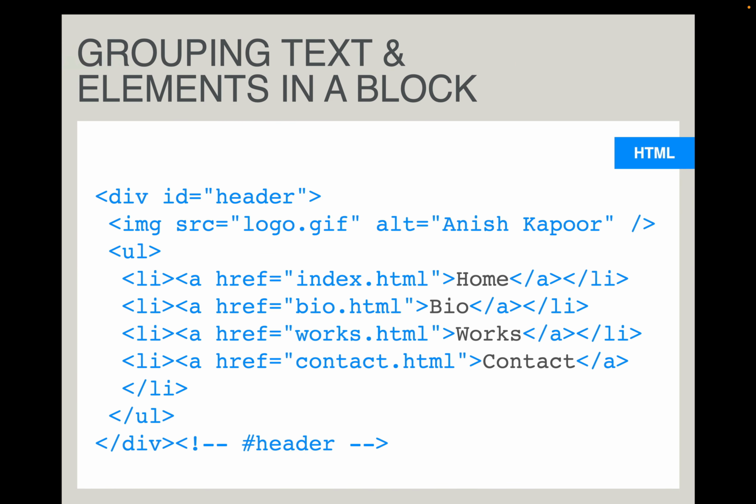It's useful to be able to group things together as a block element or as an inline element. And when we group things together as a block element, we use a div. So a div is just a division of the page. In this case, this div has an ID of header, which gives us an idea of what it's used for. It has an image and a UL. The UL has links. So this is clearly a header semantically.